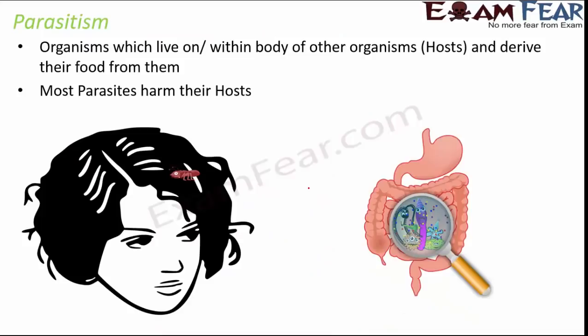Next is parasitism, where organisms live on or within the body of other organisms, which are called hosts, and derive food from them. Now, most parasites harm their hosts, however, not all. For example, let's talk about the lice, which are seen in the hair of human beings. So the lice gets its food from the human head, or from the human body, you can say. So the lice gets benefited. The lice also live on the body of the human being. So the human being is a host for the lice, and the lice is a parasite.